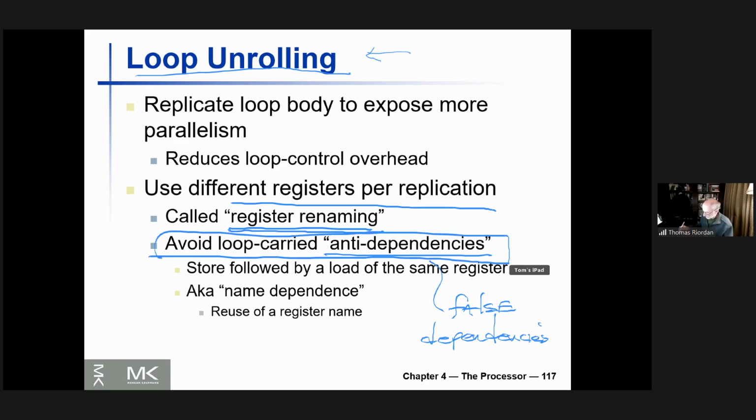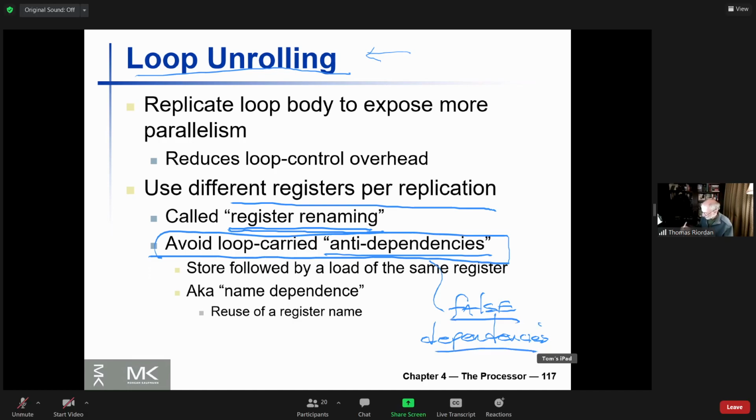So we're going to avoid loop-carried anti-dependency. That's really hard to understand. Again, all it means is that we want to make sure we use different registers so that we can then move the instructions around without them looking like they depend on one another. Okay.